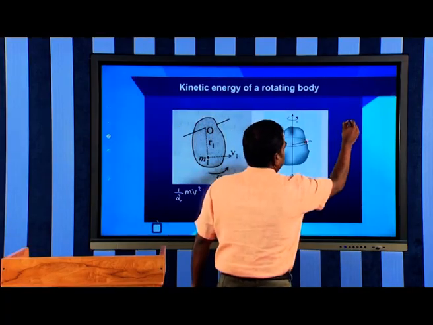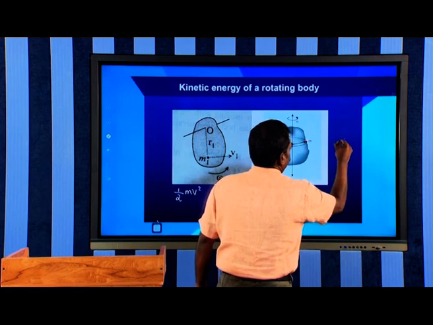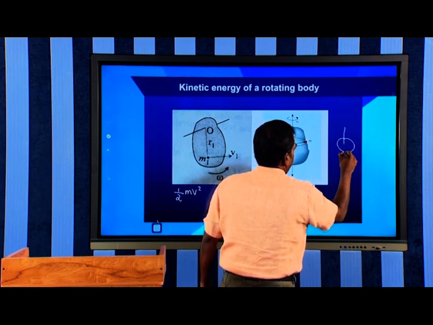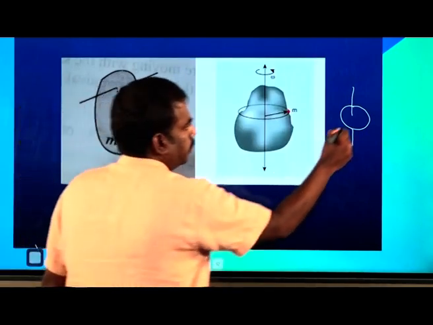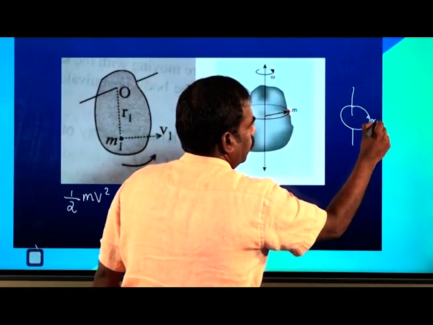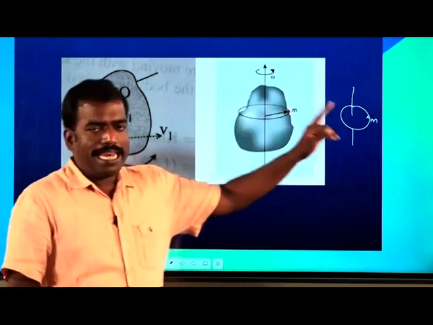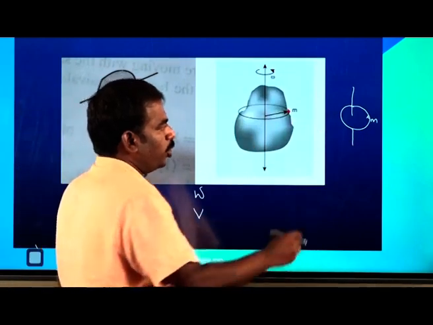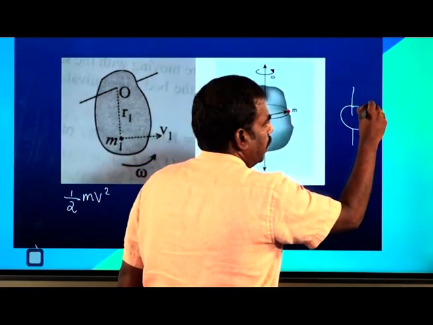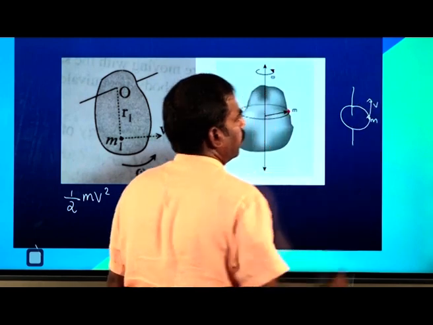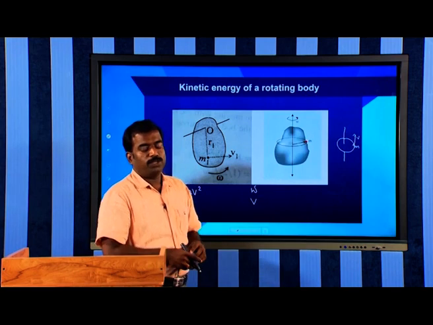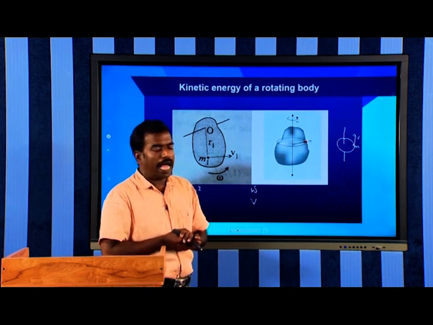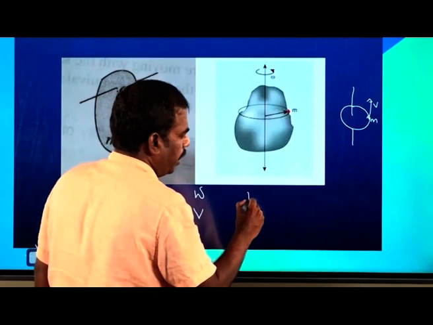Suppose this is a circular path, and the particle is executing a circular path like this. So, this is the mass. At any instant the linear velocity of this particle will be along the tangent. So, this is v. The linear velocity of this particle is along the tangent. So, what is the angular velocity? Angular velocity is given by omega equal to what?